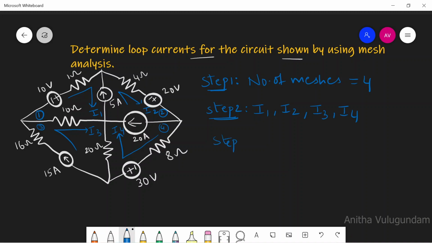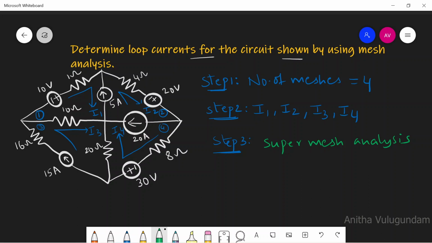Step 3. In the circuit, you can observe that a current source is present between two meshes. Even here, the 5 ampere current source is present between two meshes. So we can apply the supermesh analysis concept here. When a current source is present between two meshes, you always look for the procedure under the concept of supermesh analysis.